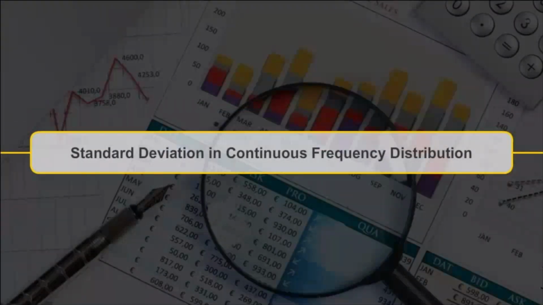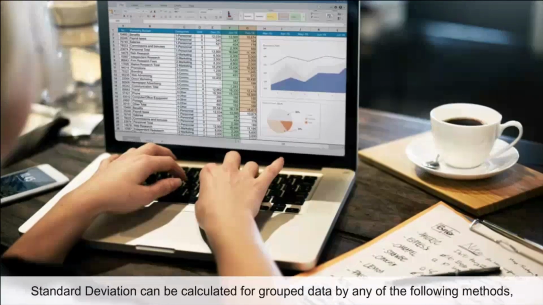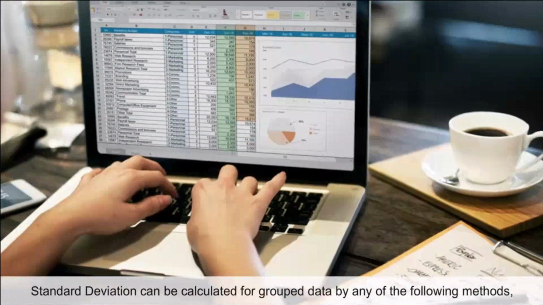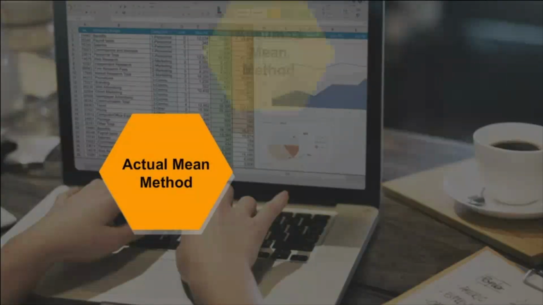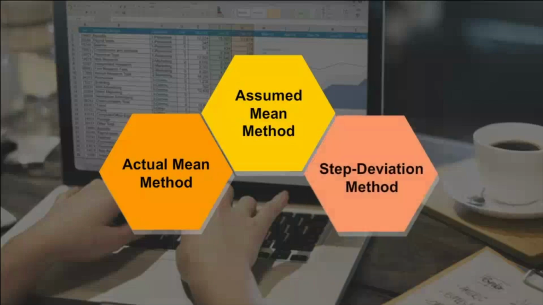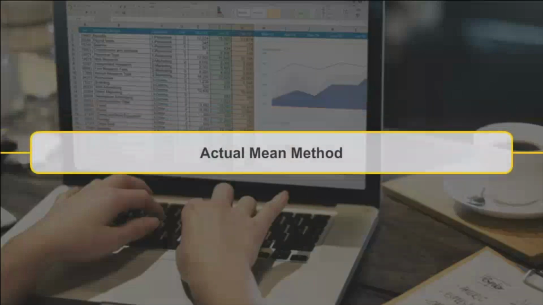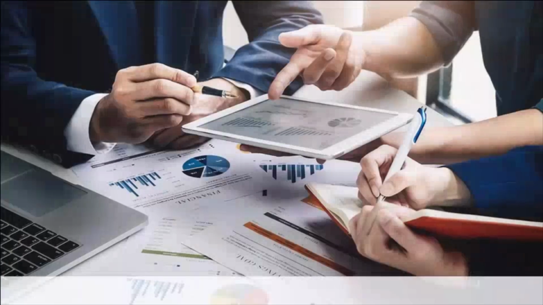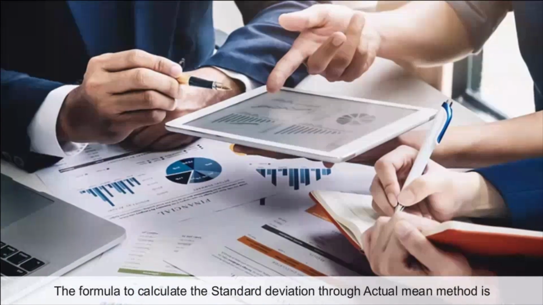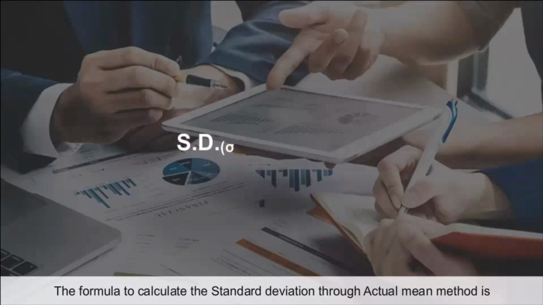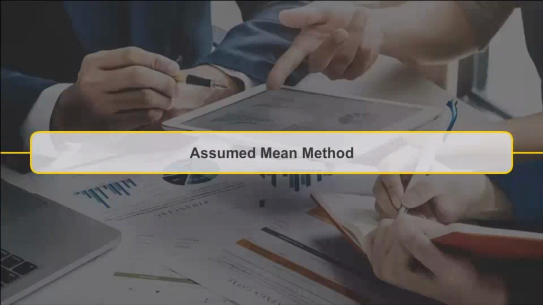Standard deviation in continuous frequency distribution. Standard deviation can be calculated for grouped data by any of the following methods: actual mean method, assumed mean method, step deviation method. Actual mean method. The formula to calculate the standard deviation through actual mean method is standard deviation is equal to under root summation f d square upon n.